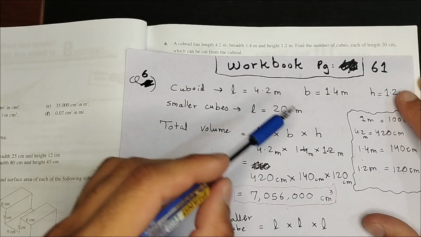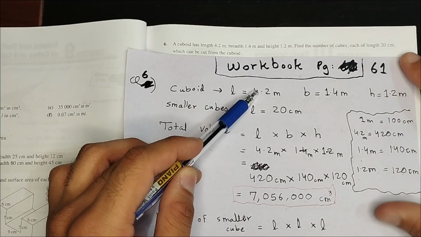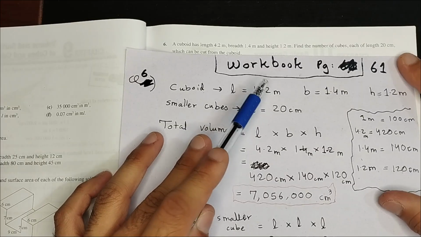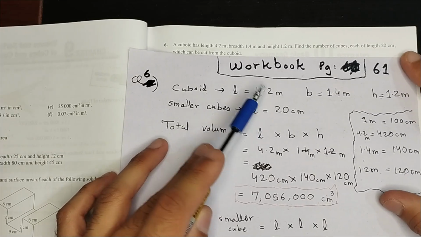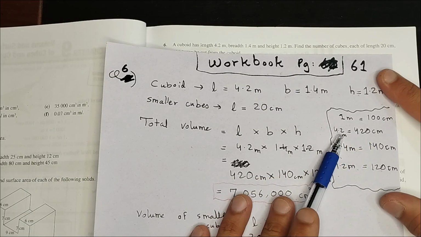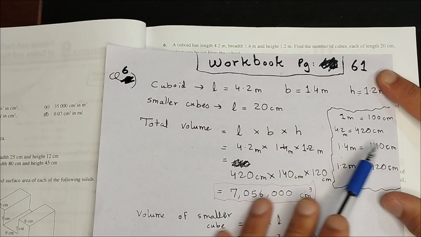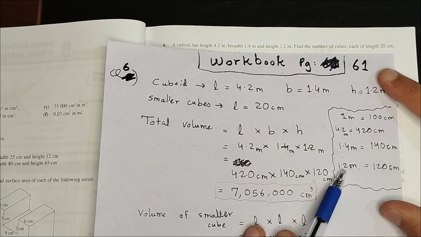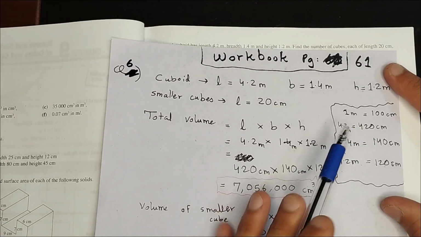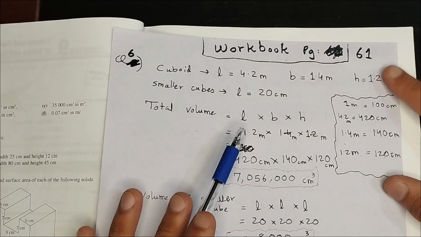I chose to use centimeters because if I was to use meters, then I would have to deal with points, and I don't want to deal with decimals. So I'm going to use centimeters. I'm going to convert each length that's given to me in meters into centimeters, okay? So if 1 meter is equal to 100 centimeters, 4.2 meters is going to be 420 centimeters, and 1.4 meters is going to be 140 centimeters. Similarly, 1.2 meters is going to be 120 centimeters. I converted all of them into centimeters. Now the decimals are converted into proper whole numbers, right? So it's easier for me to multiply them and deal with them.